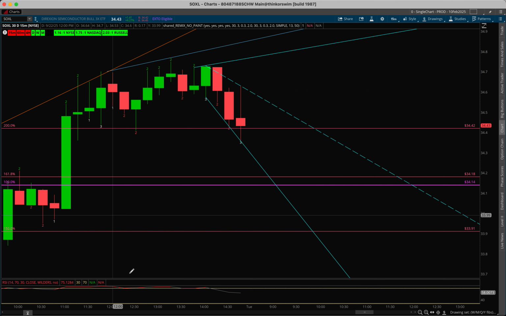Some might call this a bull flag. I just like to call it bullish consolidation. And you can see that at the end of the day, we did have a little bit of a taper off, which is expected.